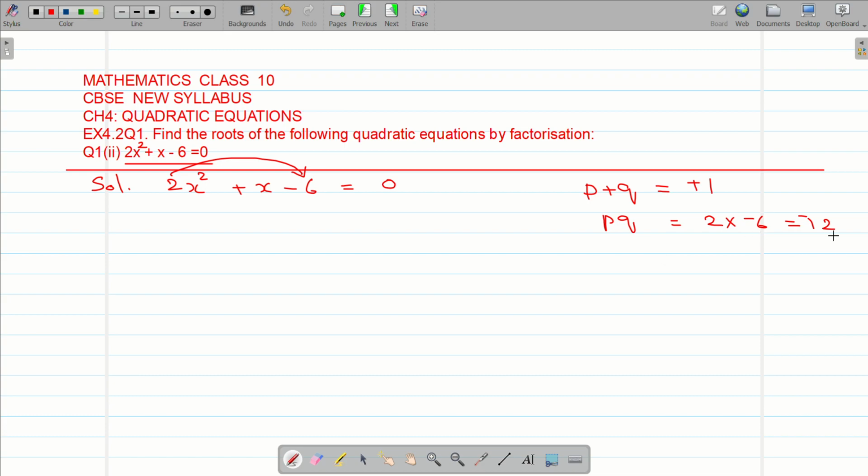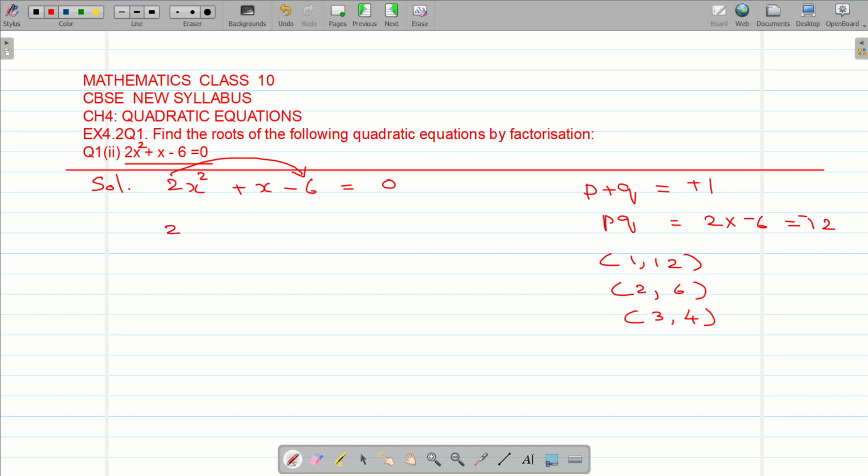The product is minus 12, that means one of the factors is negative, the other one is positive. They are of different signs. And moreover, since the sum is positive, the bigger number should be positive. So which are those factors? 1 and 12. There the difference is not 1. Now 2, 6, the difference is not 1. Now 3 and 4. Here the difference is 1 and the bigger number should be given the plus sign.